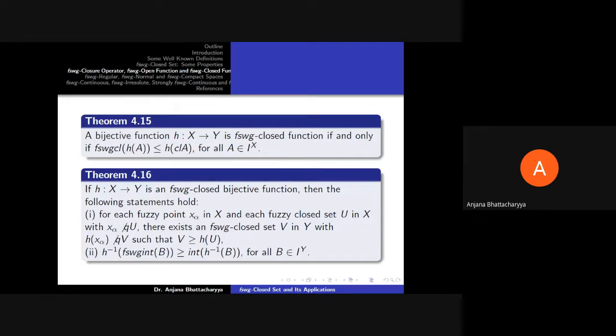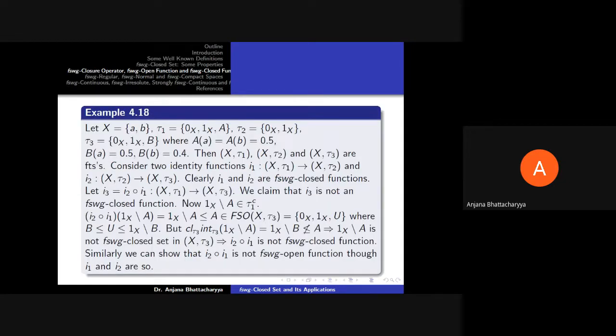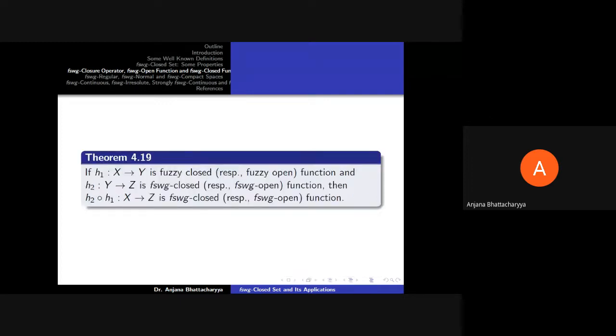This is the characterization. A bijective function h: X to Y is FSWG closed if and only if FSWG closure of h(A) is less than or equal to h of closure of A, for all fuzzy sets A. This is just a one-sided result. Now, the composition of two FSWG closed functions need not be FSWG closed, which follows from this example. Similarly for open. But if h1: X to Y is fuzzy closed and h2: Y to Z is FSWG closed, then the composition h2 compose h1: X to Z is FSWG closed.